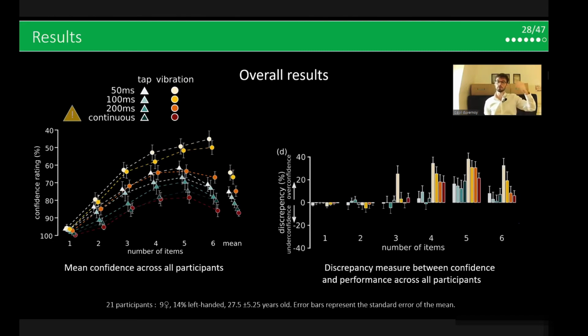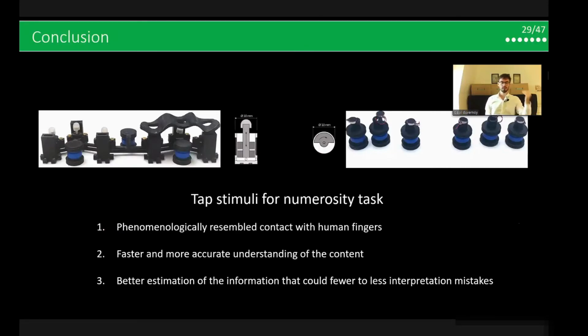So if your result is positive, it means that you are overconfident. So you overestimate your results compared to your performance. And you can see that we tend to be overconfident for all the conditions. But another thing we can see from that graph is people tend to have a better estimation with taps rather than vibrations.